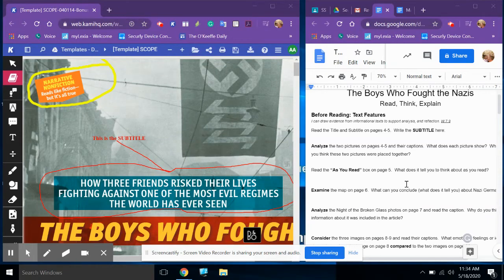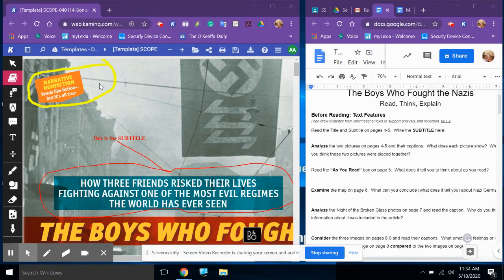Today we're reading the story, The Boys Who Fought the Nazis. This is a narrative nonfiction, which means it reads like fiction, but it's actually all true. It's based on a larger book about the experiences of these three boys during the war and the rise of Nazis in Germany. So the questions for this article are set up a little bit differently.